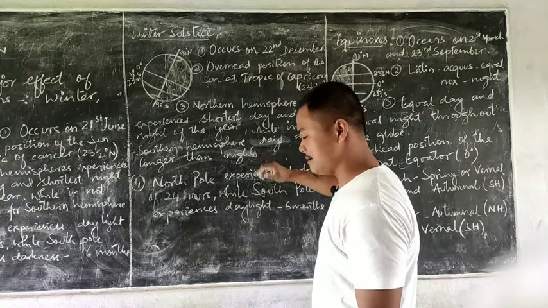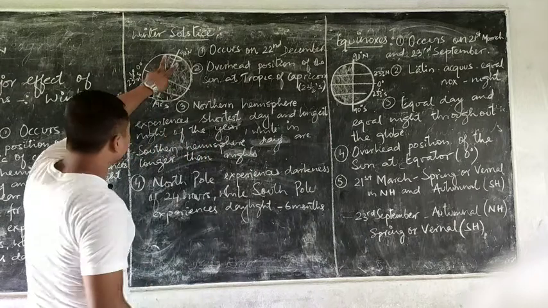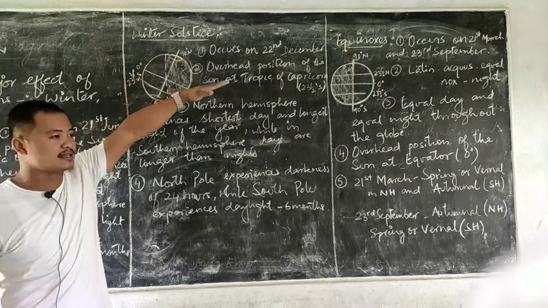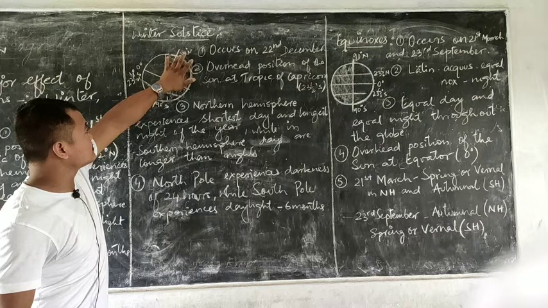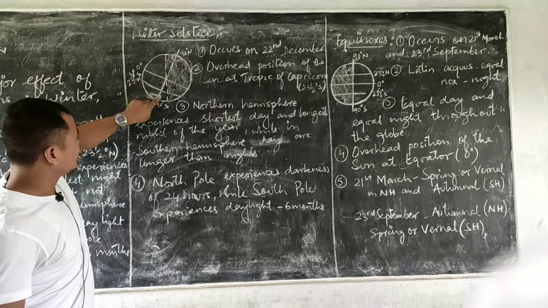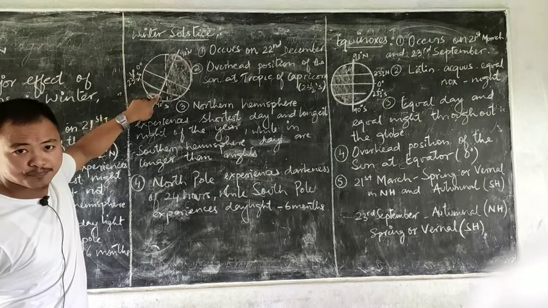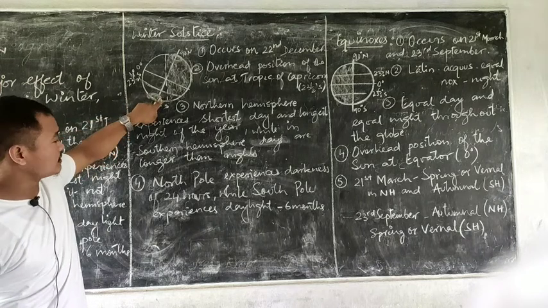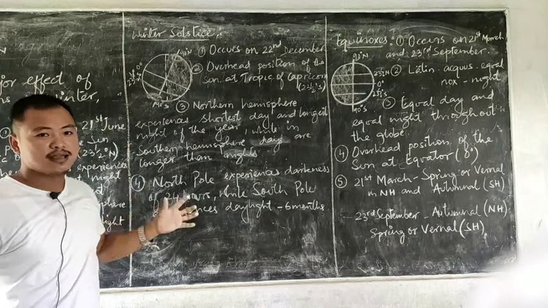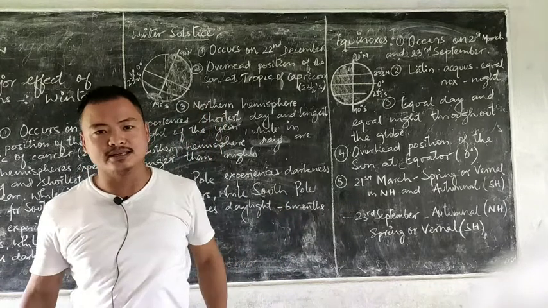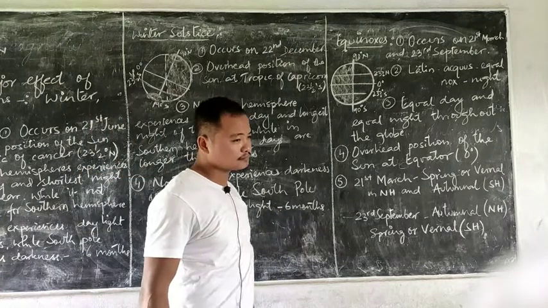At this very time of the year, the northern pole, since it's inclined away from the sun, experiences darkness for almost 24 hours, while the southern pole faces the sun. So it experiences daylight for another 24 hours continuously. And this phenomenon continues for another 6 months until they again come back to the summer season.